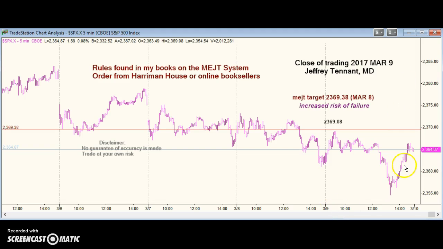It all falls apart if we drop right at the open and undercut this low, and that would kill the signal. I would invalidate the prediction.